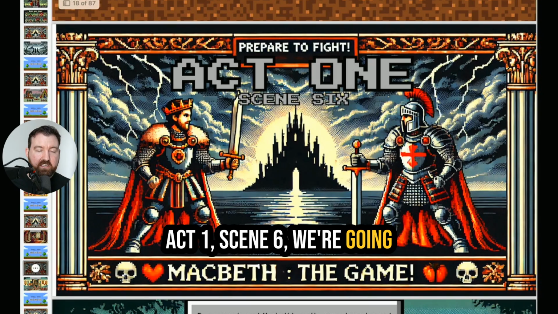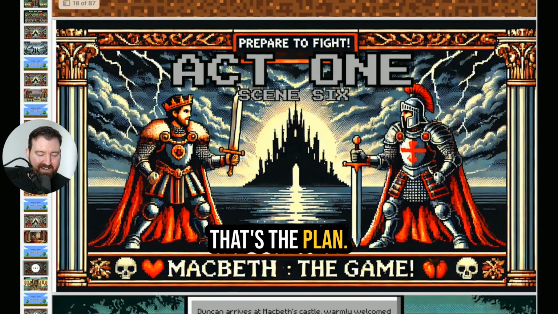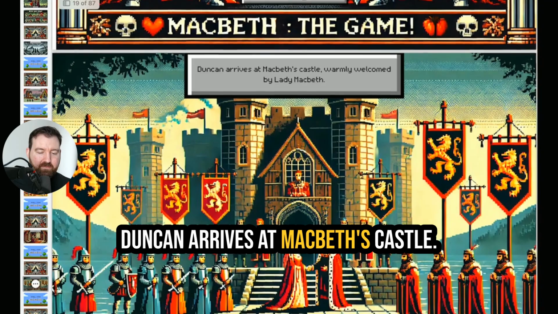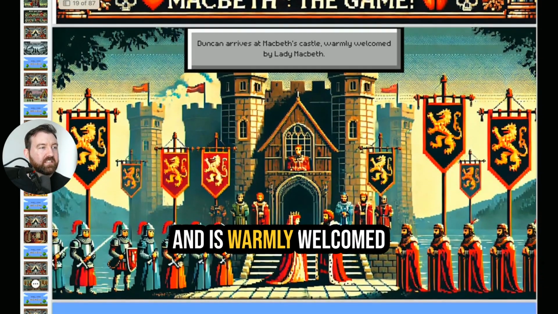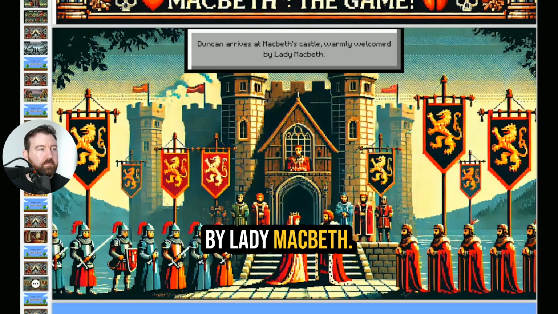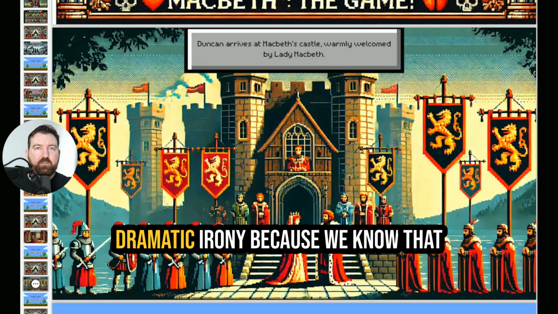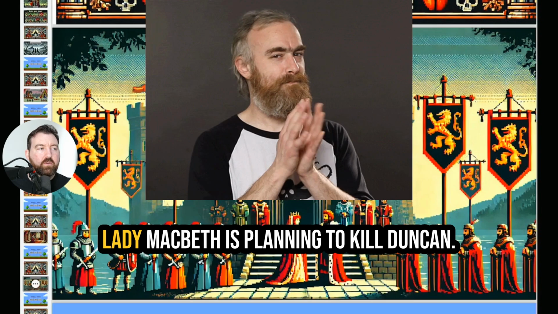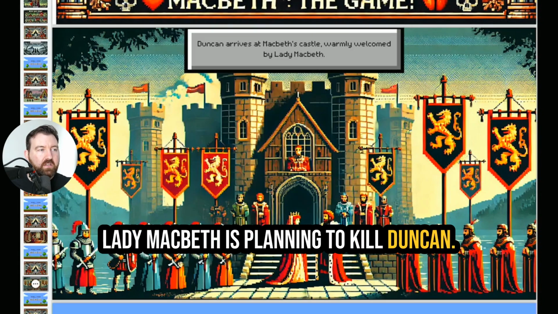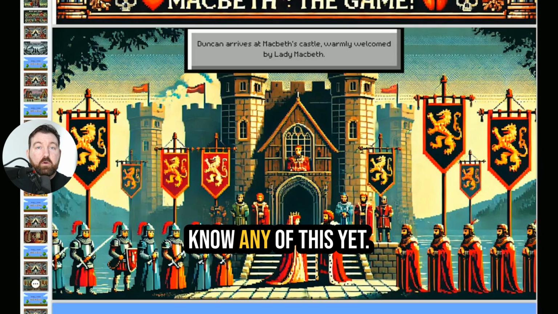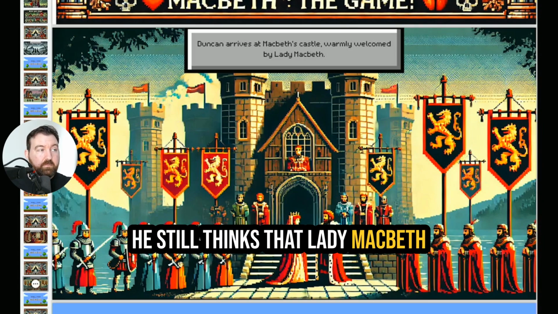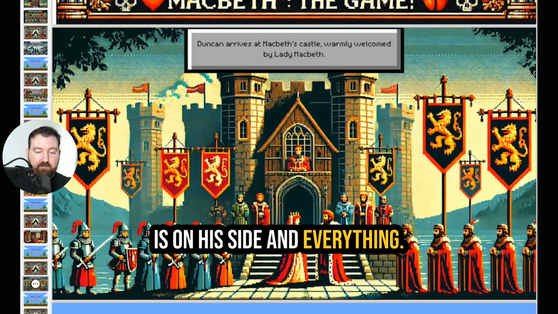Act 1, Scene 6, we're going through this quickly, that's the plan. Duncan arrives at Macbeth's castle and is warmly welcomed by Lady Macbeth. Now obviously this scene is full of dramatic irony because we know that Lady Macbeth is planning to kill Duncan, but Duncan doesn't know any of this yet. He still thinks that Lady Macbeth is on his side and everything.